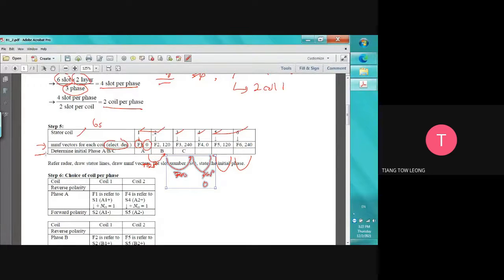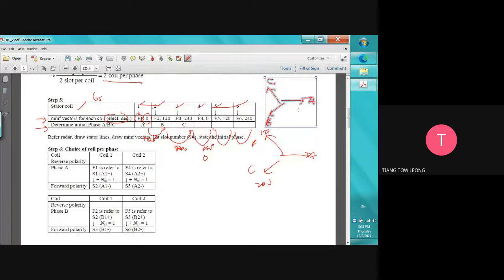And then we need to determine the initial phase ABC. Usually A is start from 0. B is at 120. C is at 240. Actually I write wrongly. A is like this. B is like this. C is like this. Because it is 120 first and then 240. Usually we choose like this.